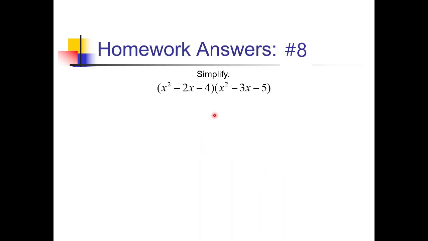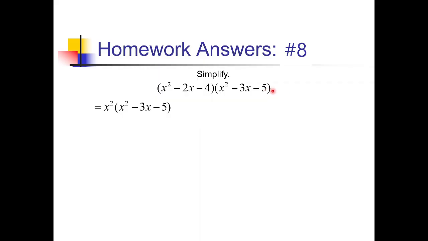This problem is a whole lot of fun. To do this one, we need to distribute everything in the first parentheses to everything in the second parentheses. So because there's 3 things here and 3 things here, that's a total of 9 multiplications, 3 times 3, that we're going to end up doing when all is said and done. So let me just break things up a little bit. So we'll have this x squared times this whole second parentheses.